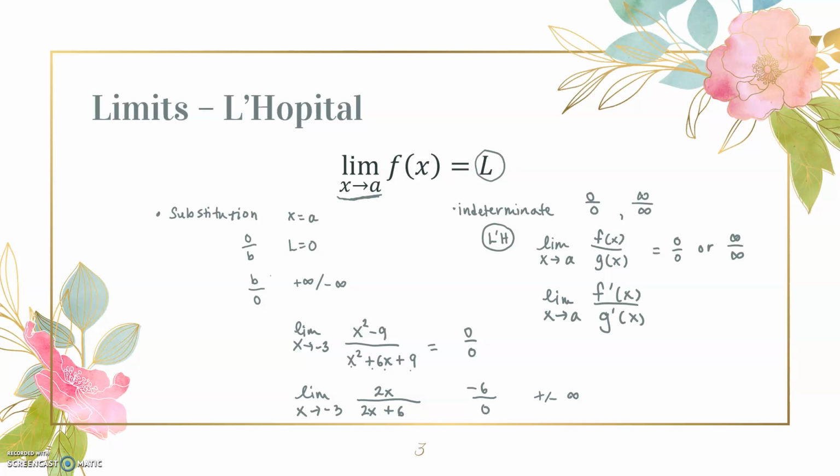In order to decide what kind of infinity, I would pick a number that's a little bit smaller than -3, and that would be negative, and a little bit smaller than -3, so would my denominator. Then I choose something bigger than -3, and that would still be negative, but my denominator would be positive. So actually this limit does not exist because the two kinds of infinity don't match. But the really big thing is being able to do substitution if that's possible, and then being able to do L'Hopital's rule if substitution doesn't work.